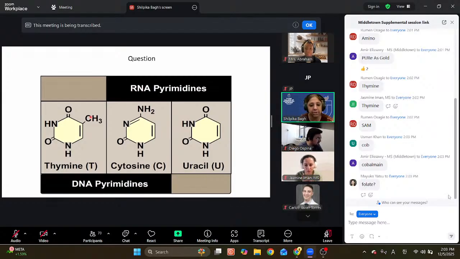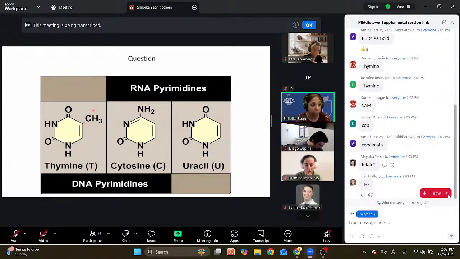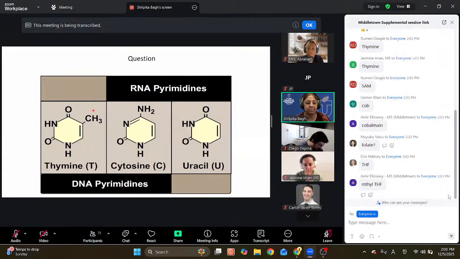So when you say B12, it should be cobalamin. When you say folate, its active form is tetrahydrofolate. So I would say the right list is SAM. SAM is not your next door neighbor. Then methyl tetrahydrofolate or tetrahydrofolate and cobalamin. These three are your methyl group carriers. But tell me, who works in thymidine synthesis? SAM, methyl tetrahydrofolate or cobalamin? Who directly helps thymidine synthesis? Folate, B12, or SAM? So folate.